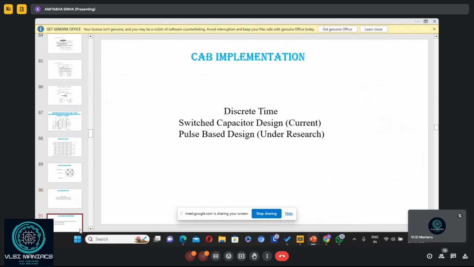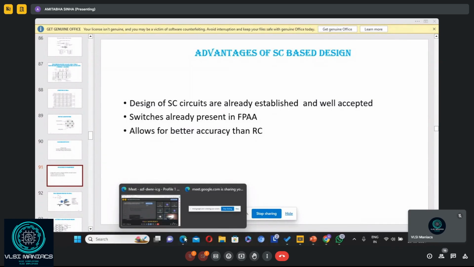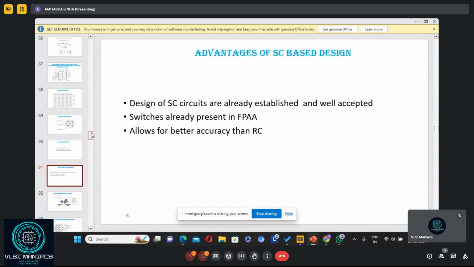Sir, what if the capacitors are pre-charged? So then the time will be. No, how will you do pre-charge here? Pre-charge is not applicable here. Pre-charge means which is already charged. Here you have to charge dynamically. For an example, let's come to the very first slide.